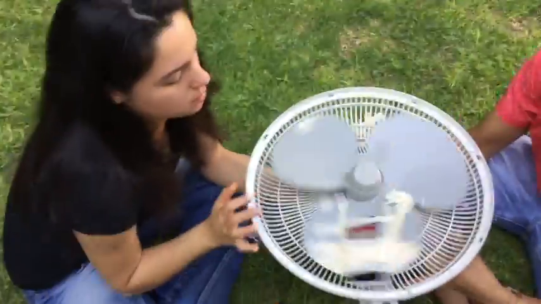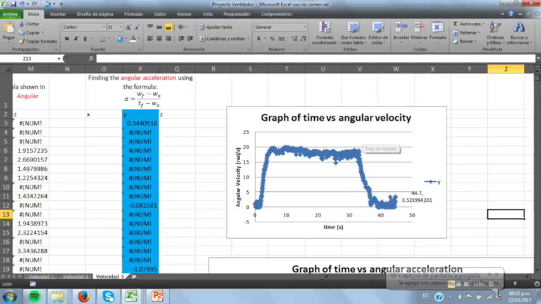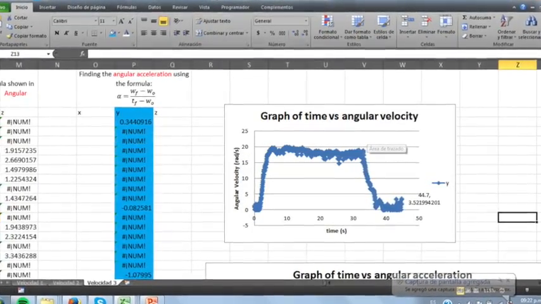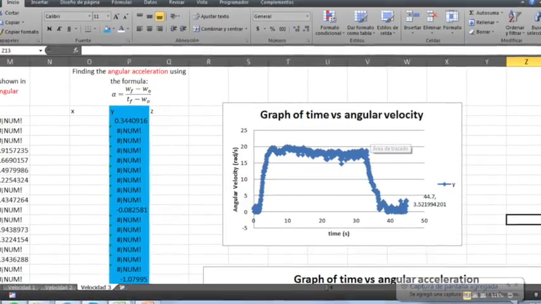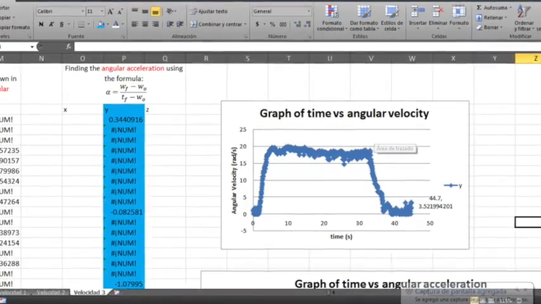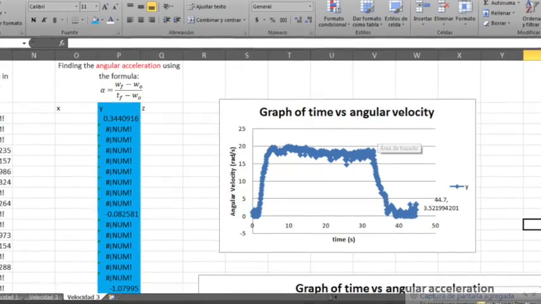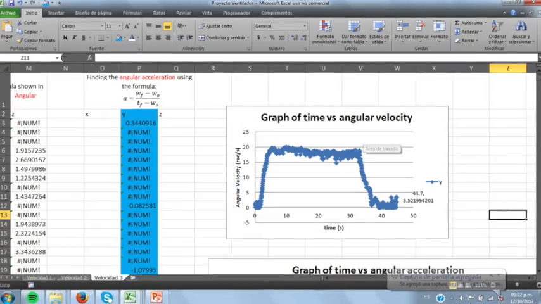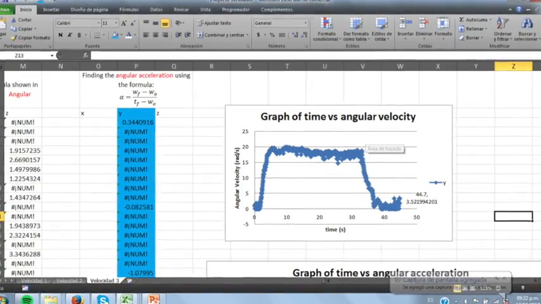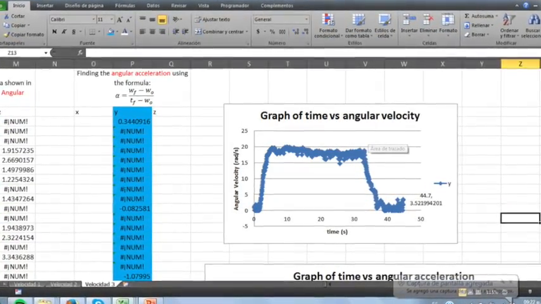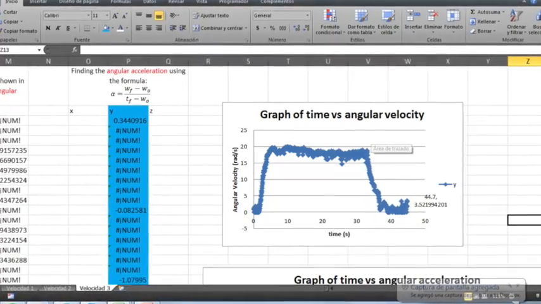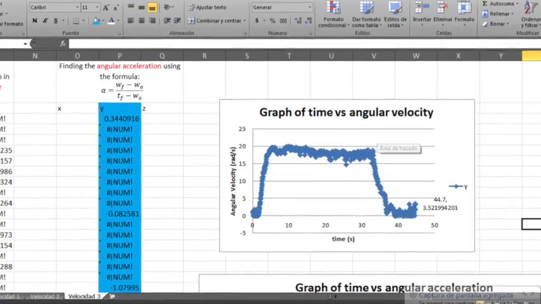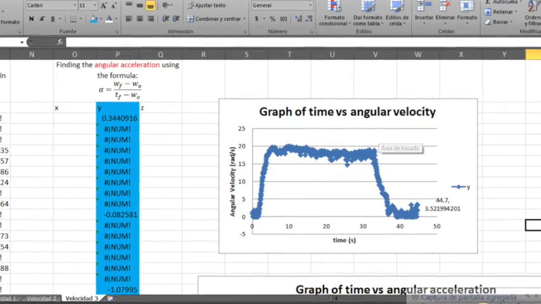For speed 2, the range of maximum angular velocity is between 14.5 and 17 radians over seconds. The increase interval is from approximately 3 to 6, lasting 3 seconds, and the decrease interval being from 30 to 33, lasting 3 seconds as well. For speed 3, the range of maximum angular velocity is between 16 and 20, growth interval from 2 to 5, lasting 3 seconds, and decrease interval from 33 to 36, lasting about 3 seconds.